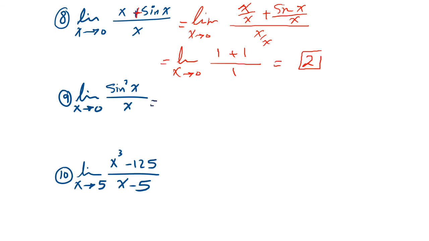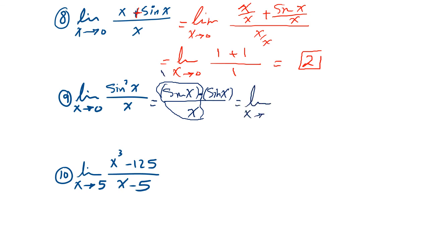Now, limit of sine square x over x. This one can be written as sine x multiplied by sine x over x. And we said that this value is equal to 1. So its limit x tends to 0 for sine x, and sine 0 is equal to 0.